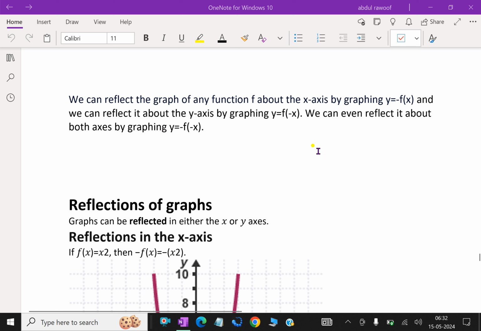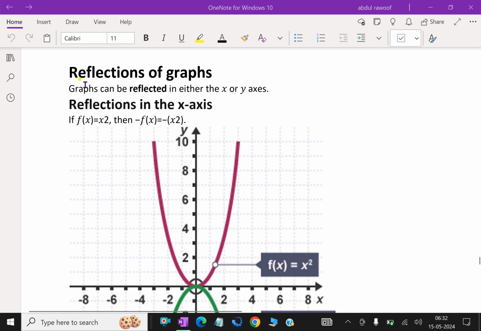That means if the minus sign is outside, that is y equals minus f of x, it reflects about the x-axis. If y equals f of minus x, it reflects about the y-axis, and y equals minus f of minus x reflects about both the x and y-axes. Now, further discussion: reflection of graphs here.